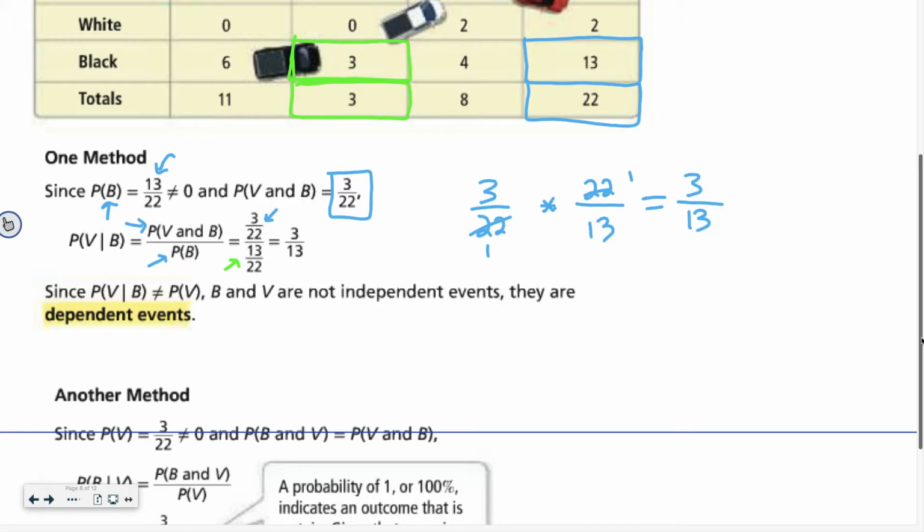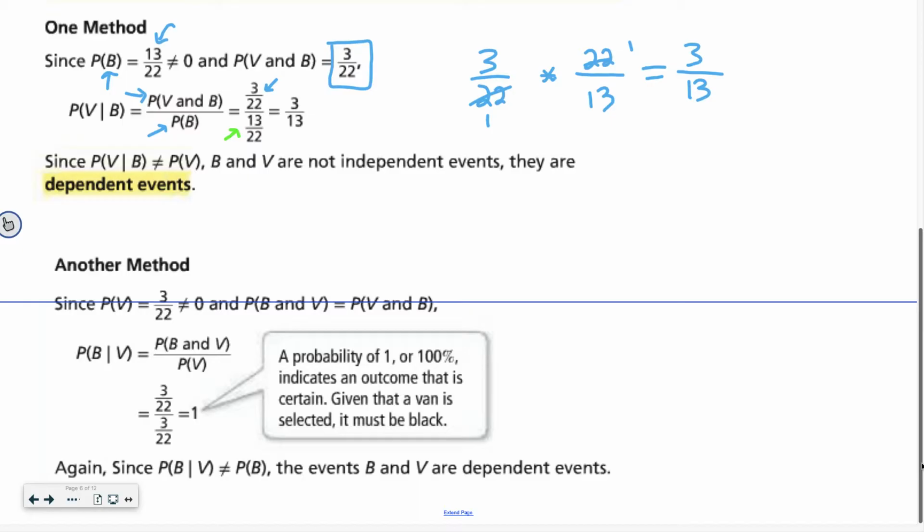If they were independent, both of them would have the same probabilities of happening. Another way you could do it is to say, since the probability of picking a van is 3 over 22, and the probability of picking a black van is also 3 out of 22, then 3 over 22 divided by 3 over 22 equals 1. And if that equals 1, that indicates that there's that overlap and they are related. They're dependent events. So it's 2 different ways.